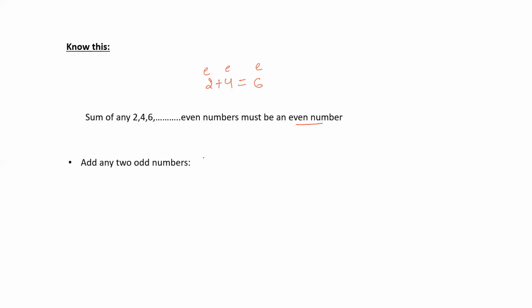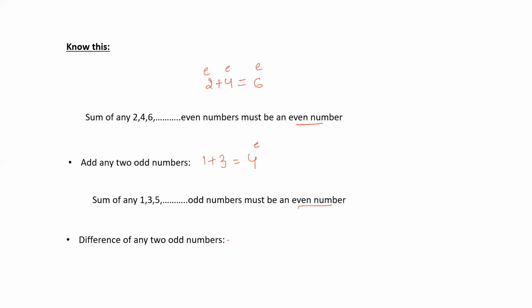Add any two odd numbers. Take 1 plus 3, which is 4. 1 is an odd number, 3 is an odd number, and the answer is an even number. The sum of two odd numbers must be an even number. Difference of any two odd numbers: 5 minus 3 equals 2, which is an even number. The difference of any two odd numbers must be an even number. Difference means subtraction.